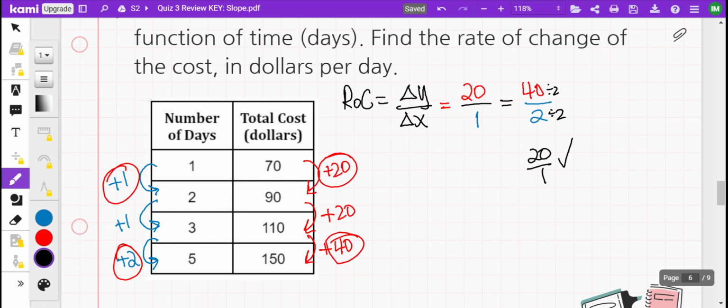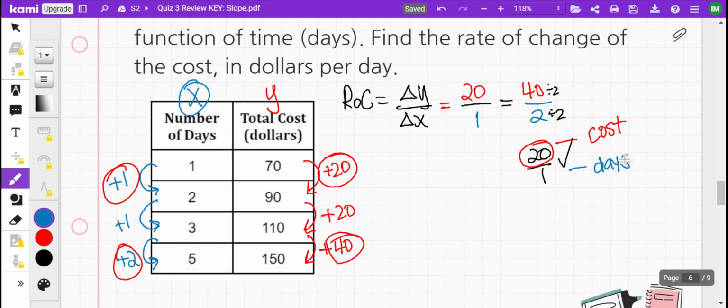But what does that mean? The question told me to find the rate of change of the cost in dollars per day. In this case, our 20 is the change in y, which means that the total cost is represented by y. The change in x represented the change in the number of days. So 20 means cost, money, and the 1 means number of days.